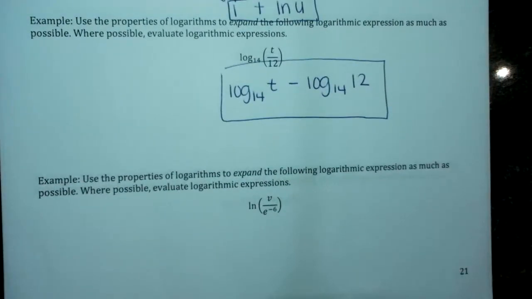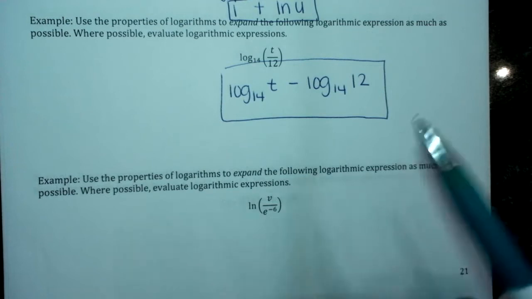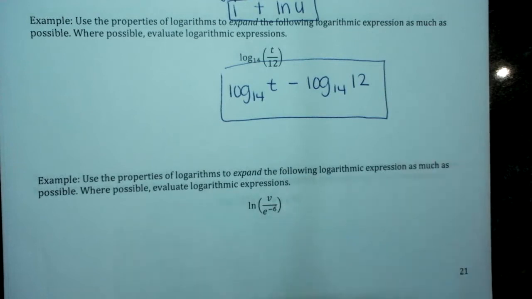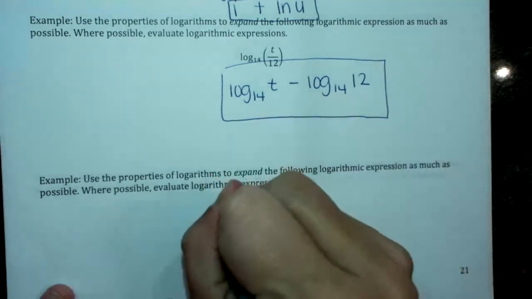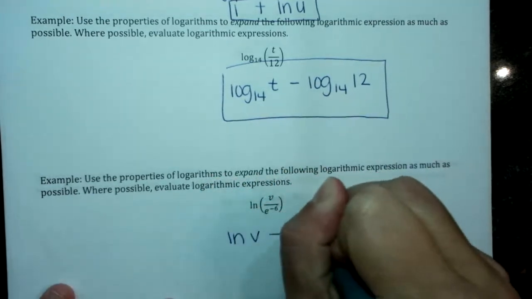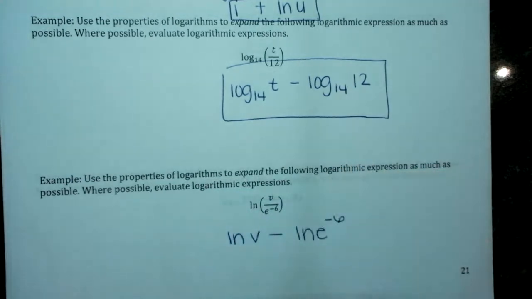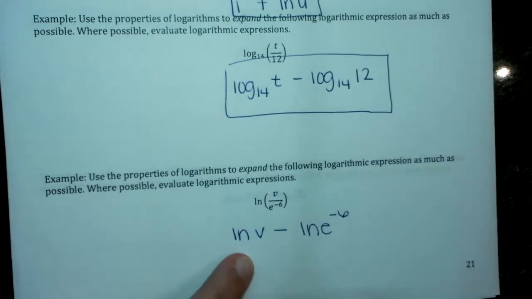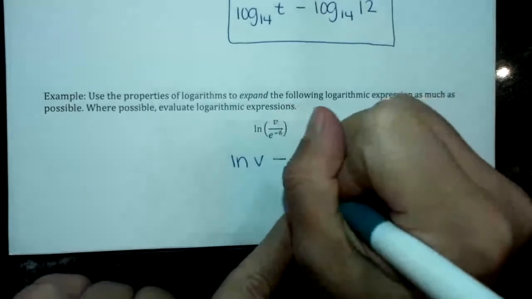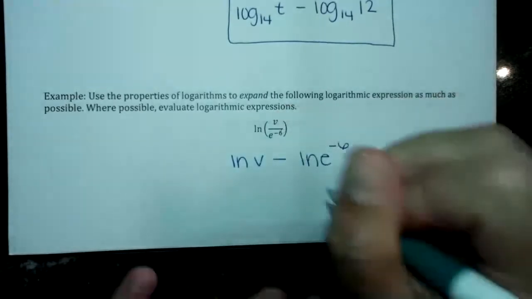Use properties of logs to expand the following log expression as much as possible. Where possible, evaluate natural log of v divided by e to the negative 6th. Now it's dividing, so I know I can split these up to have their own natural log using subtraction. So natural log of v minus natural log of e to the negative 6. Now I can't simplify natural log of v, but I can simplify natural log of e to the negative 6.